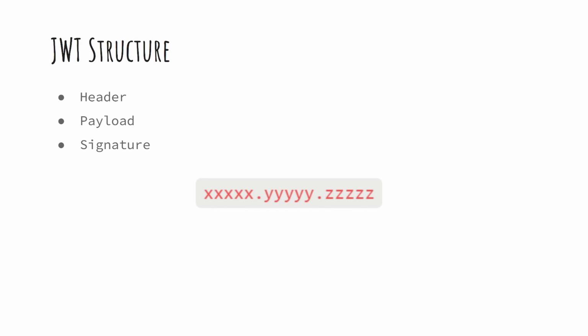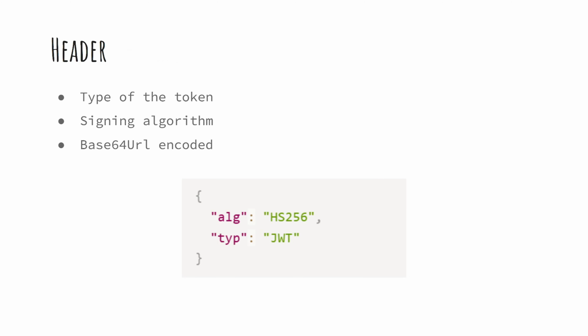In its compact form, JSON Web Tokens consist of three parts separated by dots, which are header, payload, and signature. Let's break down the different parts. The header usually consists of two parts: the type of the token, which is JWT, and the signing algorithm being used, such as HMAC, SHA-256, or RSA. This particular header tells us that the token is JWT type and encoded with a SHA-256 algorithm. The header is base64 URL encoded to form the first part of the JWT.